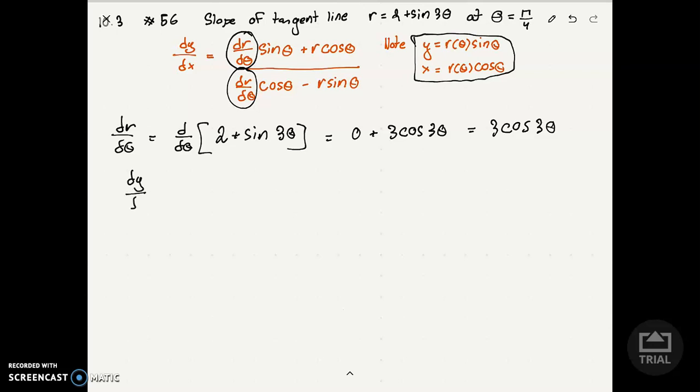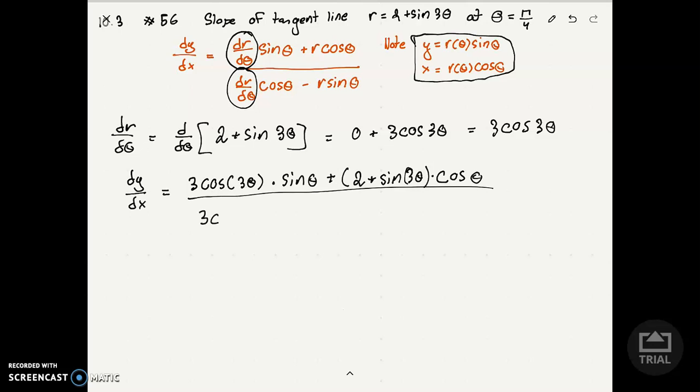So dy dx is equal to, alright, this may get somewhat ugly, 3 cosine of 3 theta times sine theta plus, and then our r is just what they gave us, 2 plus sine of 3 theta, times cosine theta, all over 3, again, cosine 3 theta for dr d theta, times cosine theta plus, minus r, 2 plus sine of 3 theta times sine theta.